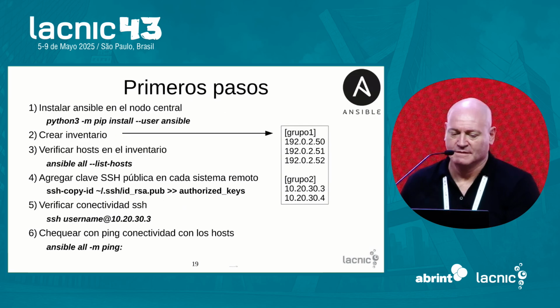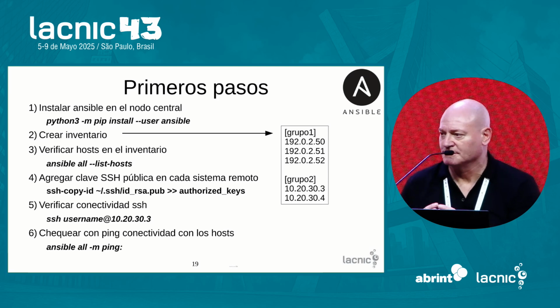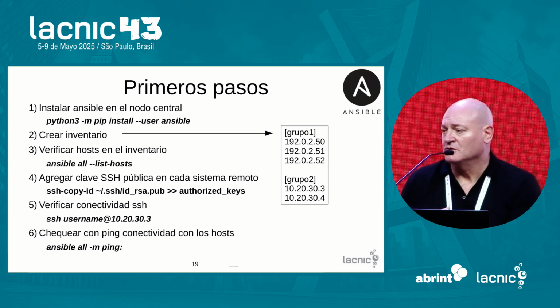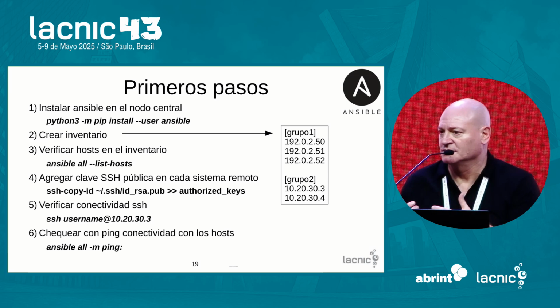Now, what are the first steps in Ansible? First of all, I have to install Ansible in the central node. I can do this as we saw in the initial slides. It is written in Python. So I use Python, pip. Those who have used Python know that this is an easy way to install the packages. Then I create the inventory, as we saw in the example, group 1, group 2, or also I can enter the IP addresses or the names of the machines that I'm going to configure.